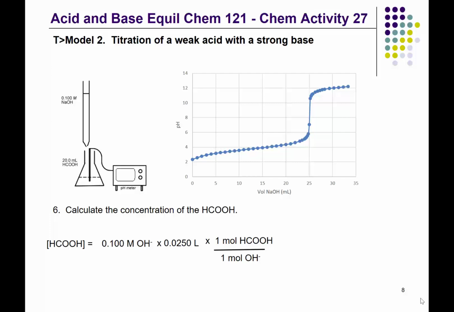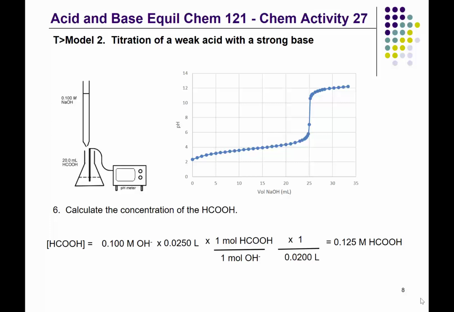This is multiplied by 1 mole of methanoic acid divided by 1 mole of hydroxide ions, given that they react in a 1-to-1 ratio, which gives us the moles of methanoic acid. Finally, this is divided by the volume of the methanoic acid solution, that is 0.0200 liters, to give us the original concentration of the methanoic acid. The result of this calculation is equal to 0.125 molar. Note again, this is an identical calculation that we did for the strong acid.